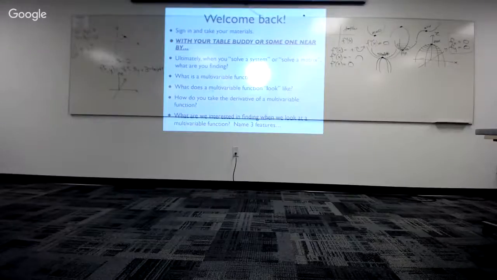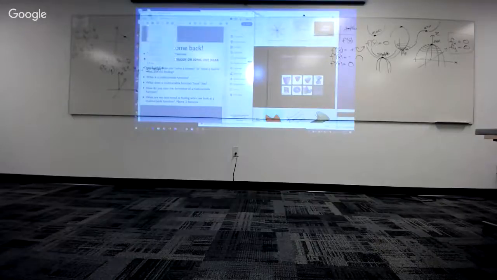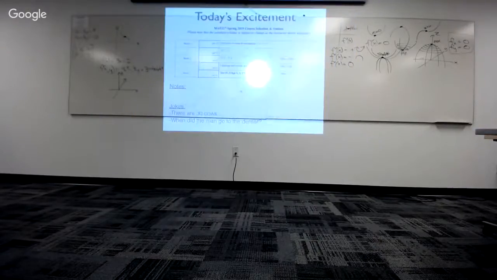So, what's next? What does a multivariable function look like? It's a 3D graph. How do you take the derivative of a multivariable function? We're about to review that. And what are we interested in finding when we look at a multivariable function? Oh yeah, the 3 features. We're looking for a max, a min, or a saddle. Okay, so everybody, let's do it. I'm super excited to do this with you. It's a really sophisticated idea. I need to tell you.